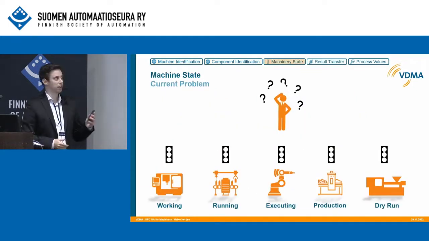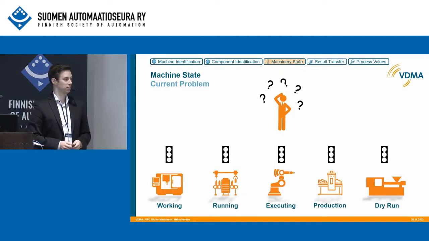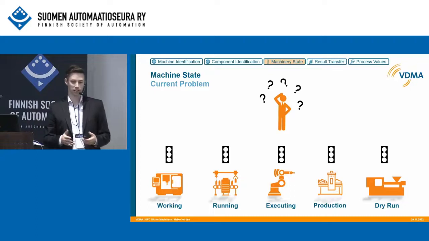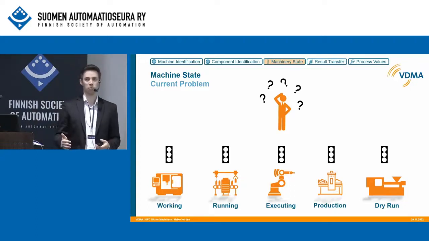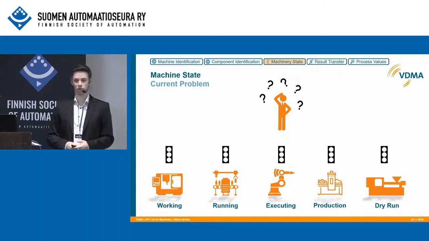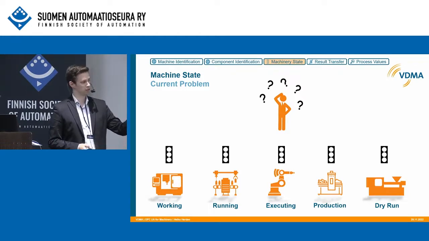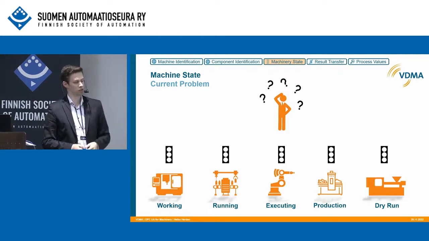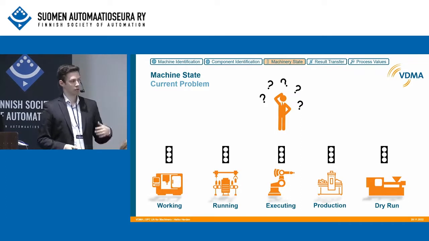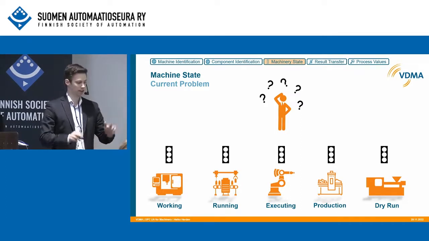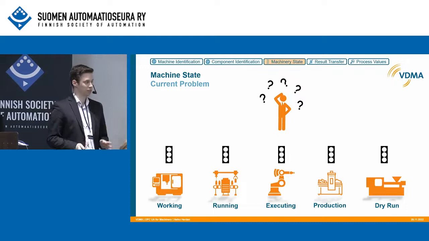Now let's take a look at the machinery state. So where do we come from? Again, I want to see the state of all my machines because, for example, I want to know how good the efficiency is in my production, or I want to do KPI figures. And at the moment, I get a lot of different terms. So here's an example where I see working, running, executing, production, dry run. There could be more like ready, idle, I don't know. There are a lot of terms.